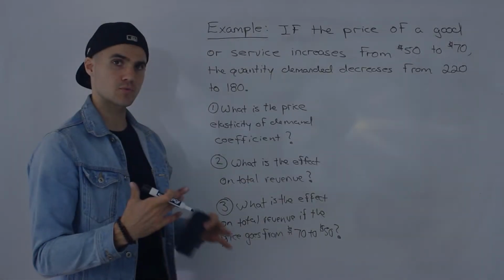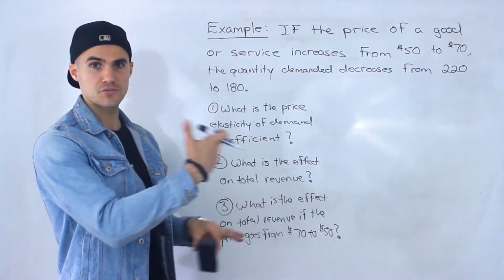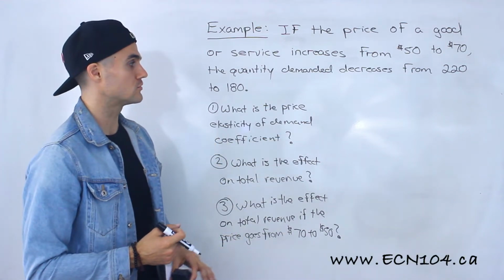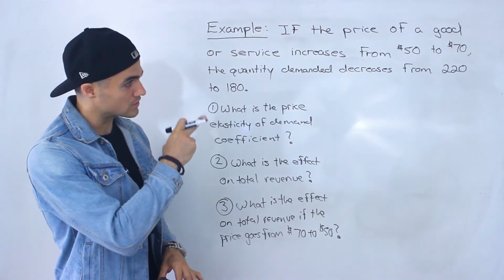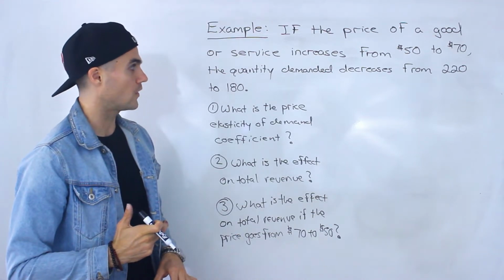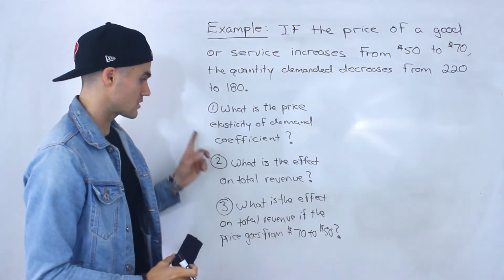So let's show how all of this works through an example. With this example, I'm going to show you through numbers how those different cases for that total revenue test come about. If the price of a good or service increases from $50 to $70, the quantity demanded decreases from 220 to 180. Got to solve these three questions.